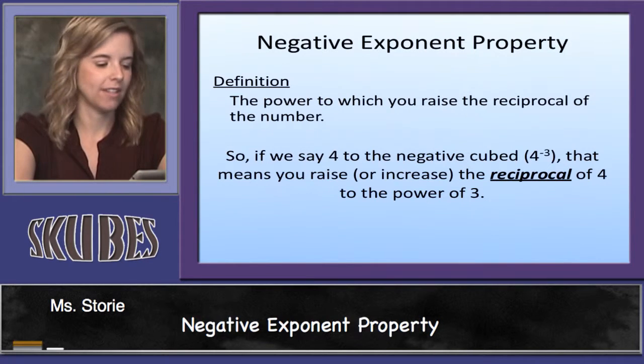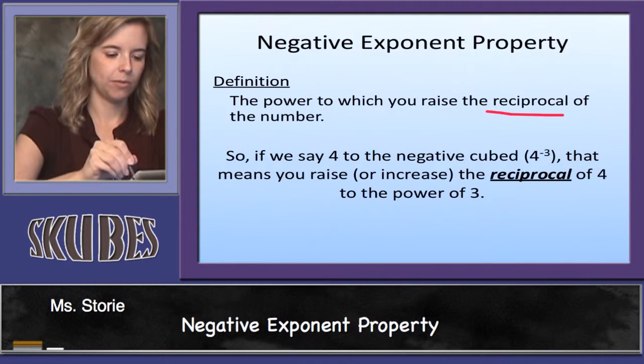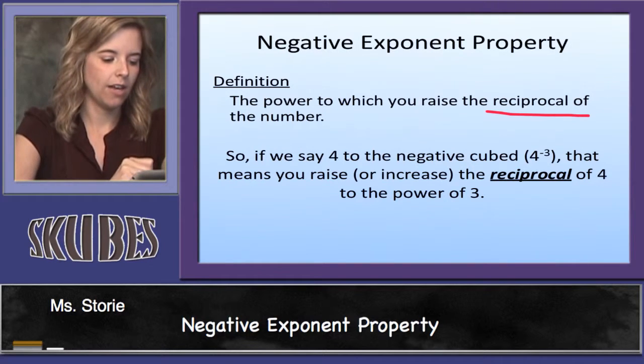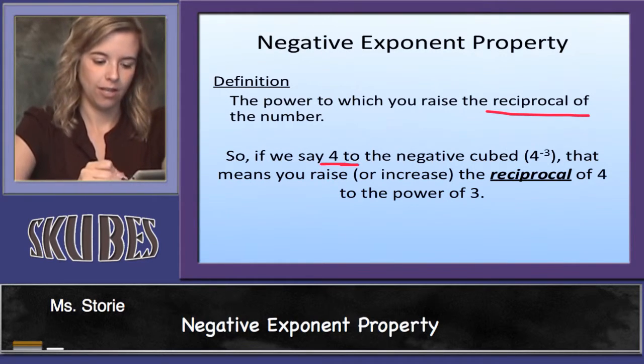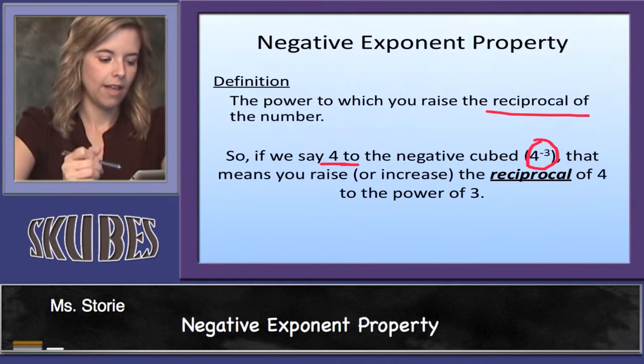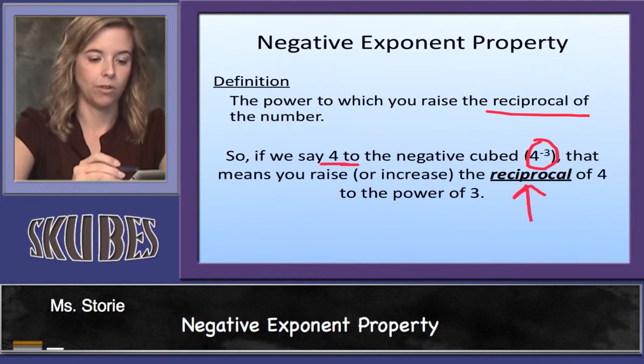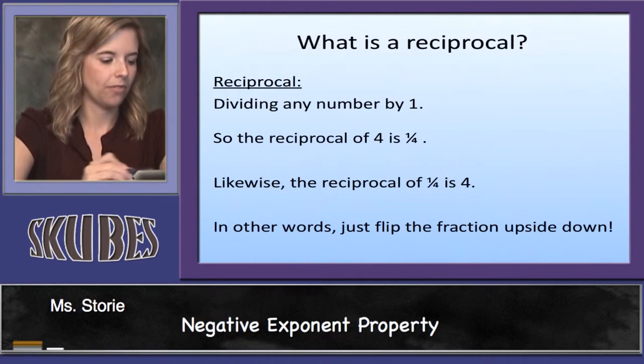First, let's talk some definitions. The negative exponent property is the power to which you raise the reciprocal of a number. So if we say 4 to the negative 3rd, that means that you raise the reciprocal of 4 to the power of 3. And we're going to talk about what a reciprocal means too.